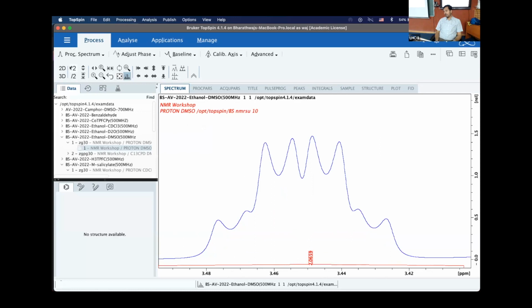What is fine structure splitting? Quartet is fine structure splitting. The quartet splitting further into a doublet is a fine structure splitting. So what does NMR give you? It gives you quite a number of parameters.